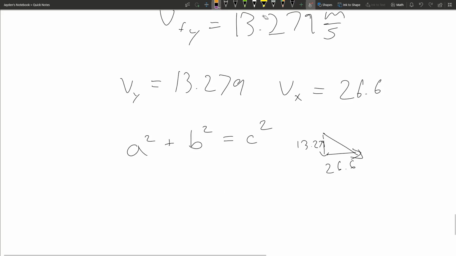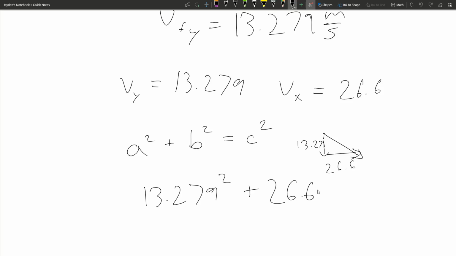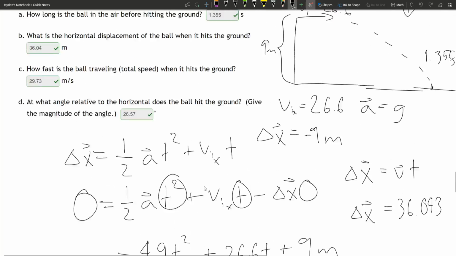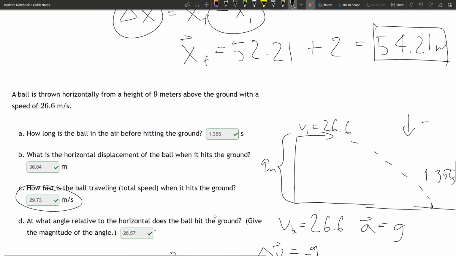So you just do the Pythagorean theorem, 13.279 squared plus 26.6 squared equals 29.73 meters per second. So that's the final velocity when it hits the ground. So you can see that is the answer.